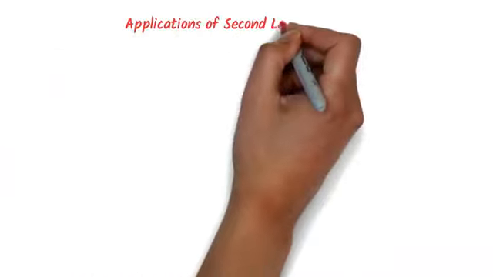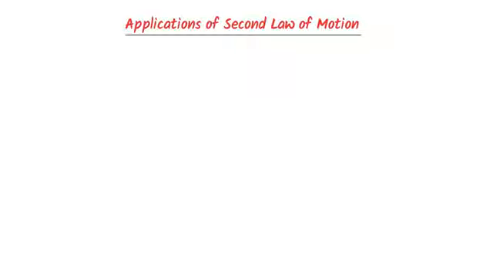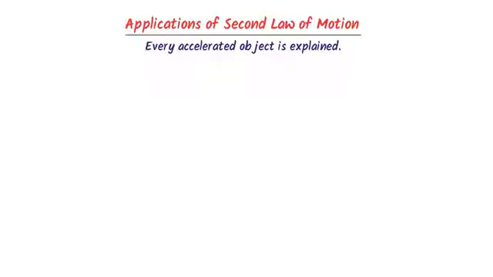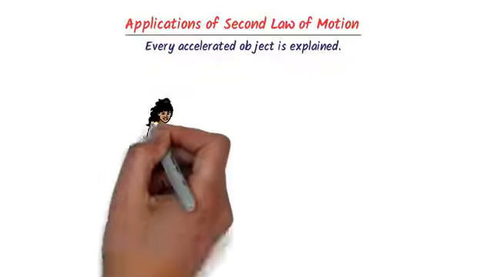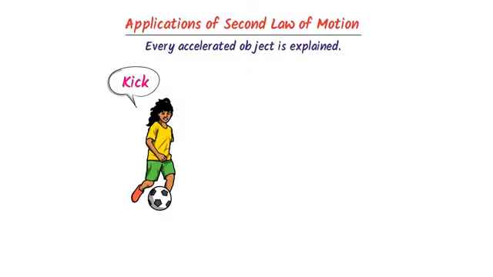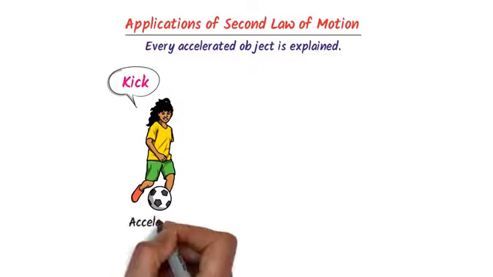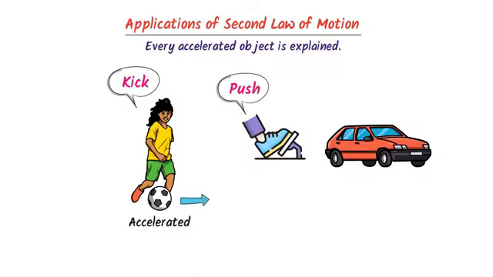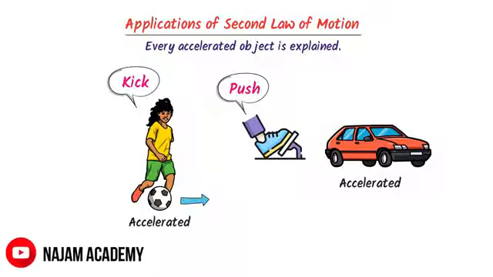Now let me teach you the applications of Newton's second law of motion in daily life. Remember that every accelerated object is explained by Newton's second law of motion. For example, when you kick a ball, you exert force on it and the ball is accelerated in the direction of the applied force. Secondly, when we push the accelerator of the car, we exert more force on the car body. As a result, the acceleration or speed of the car is increased. Thus, every accelerated object is explained with the help of Newton's second law of motion.